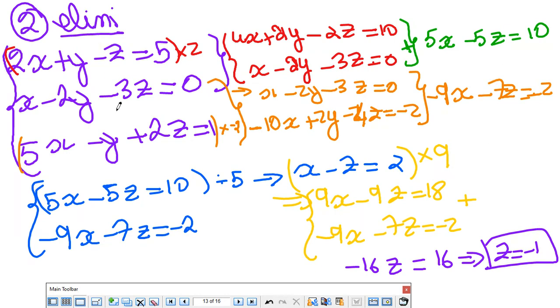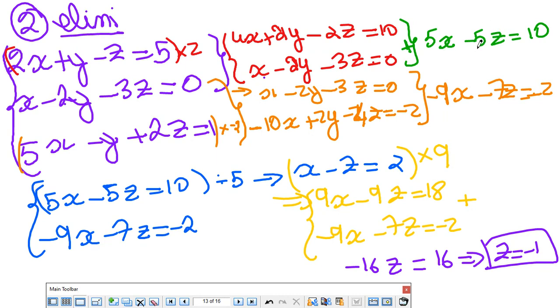I look at those two equations and I want to eliminate y. Since I want to eliminate y when adding those two equations, the only way is to multiply the first equation by 2 to have opposite coefficients for y. Here it's y, here it's minus 2y, so I want it to be 2y. So the first equation becomes 4x plus 2y minus 2z is equal to 10. The second equation stays as it is, x minus 2y minus 3z is equal to 0. We add them together and I get an equation in terms of x and z.